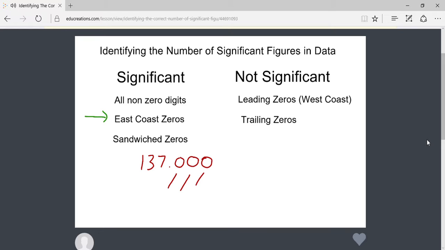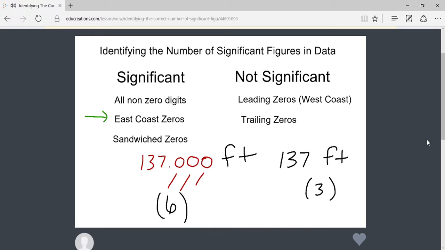East Coast zeros are always considered significant and relate to the measurement as being a much more sensitive measurement than if they were not there. This particular measurement has 6 significant figures in it because it has 3 East Coast zeros and 3 non-zero digits, the 1, 3, and 7. Compare that to an amount written as 137, assuming that maybe we were measuring feet for each of these. 137 would only have 3 significant figures. A measurement made of 3 significant figures is far less precise and perhaps even less reliable than one with 6.